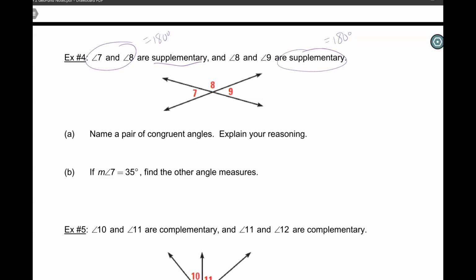So if these two angles, 7 and 8, add to 180, but then we turn around and say 8 and 9 add to 180, they're supplemented with the same angle, angle 8. So that means 7 and 9 must be congruent angles. Angle 7 is congruent to angle 9 because of the congruent supplement theorem.